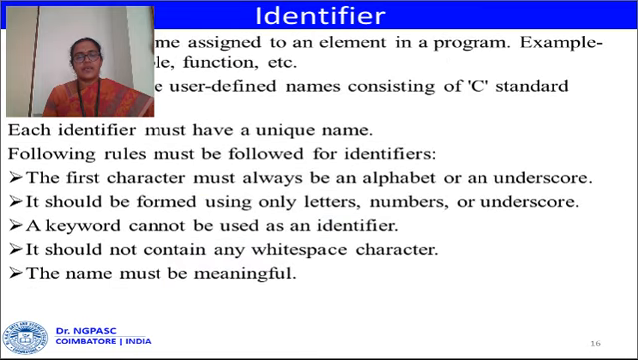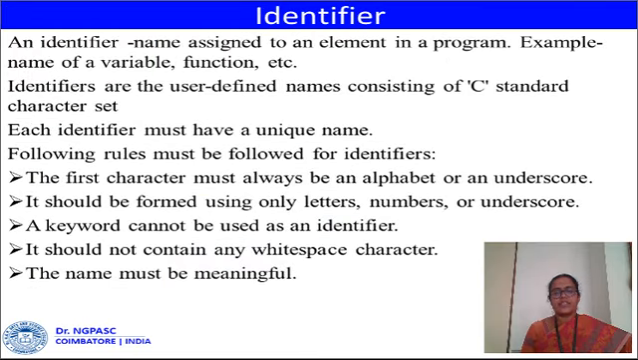Next, we are going to talk about the identifier. So, what is an identifier? The name given to an element, you call it an identifier. An identifier represents the name of a variable, name of a function, etc. Identifiers are user-defined names consisting of the C standard character set. Each identifier should have a unique name, so it has to follow the rules. Whenever we give a name to an identifier, it has to satisfy these rules.